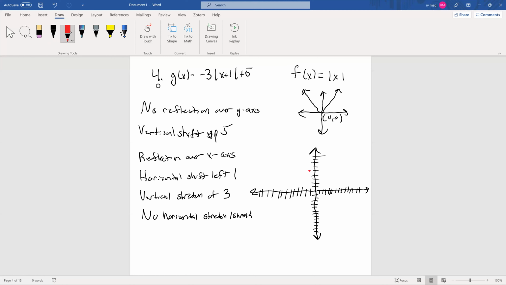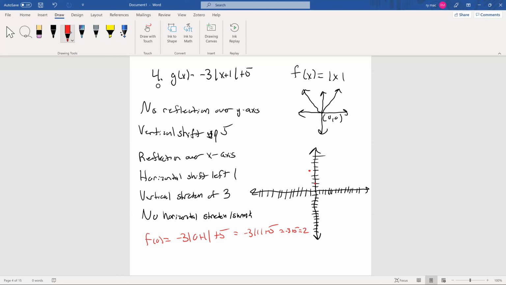So one thing you could do if you're having trouble figuring that out is testing points. That's definitely going to be a lot more helpful on number 5 that we're about to do. So this one, I'm about to graph at x equals 0. So if I plug in 0, I can actually do it down here. So f of 0 is equal to -3 absolute value of 0 plus 1, plus 5. That's equal to -3 absolute value of 1 plus 5. So then that's -3 plus 5. So that equals 2. So that tells me that it's going to be 0, 2.